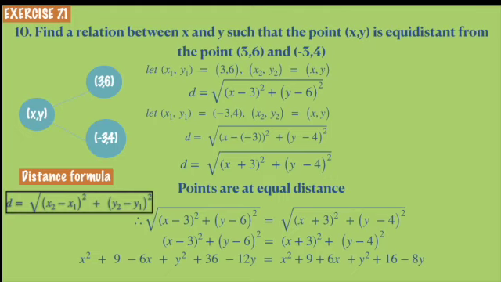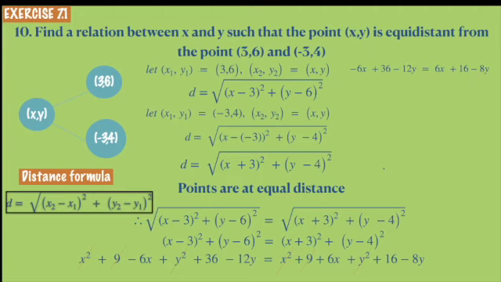Both sides are there. When you see the equation, again we have equal terms on both sides. x square is there, x square is there, you can cancel it out. 9 is there, 9 is there, you can cancel. y square and y square are there, you can cancel. First we cancel x square and x square. x square and x square is gone, 9 and 9 is gone, y square is gone. Then what is left in the equation? The left part is minus 6x plus 36 minus 12y is equal to 6x plus 16 minus 8y.